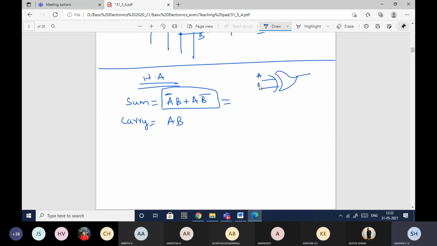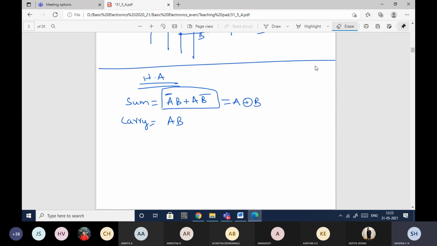If A, B are inputs, then Y will be equal to A exclusive OR B, which is written as A bar B plus A B bar. Right? Yes or no? Okay, so directly here I can write it as A exclusive OR B. Hope this is clear to all of you. And this, let it be.